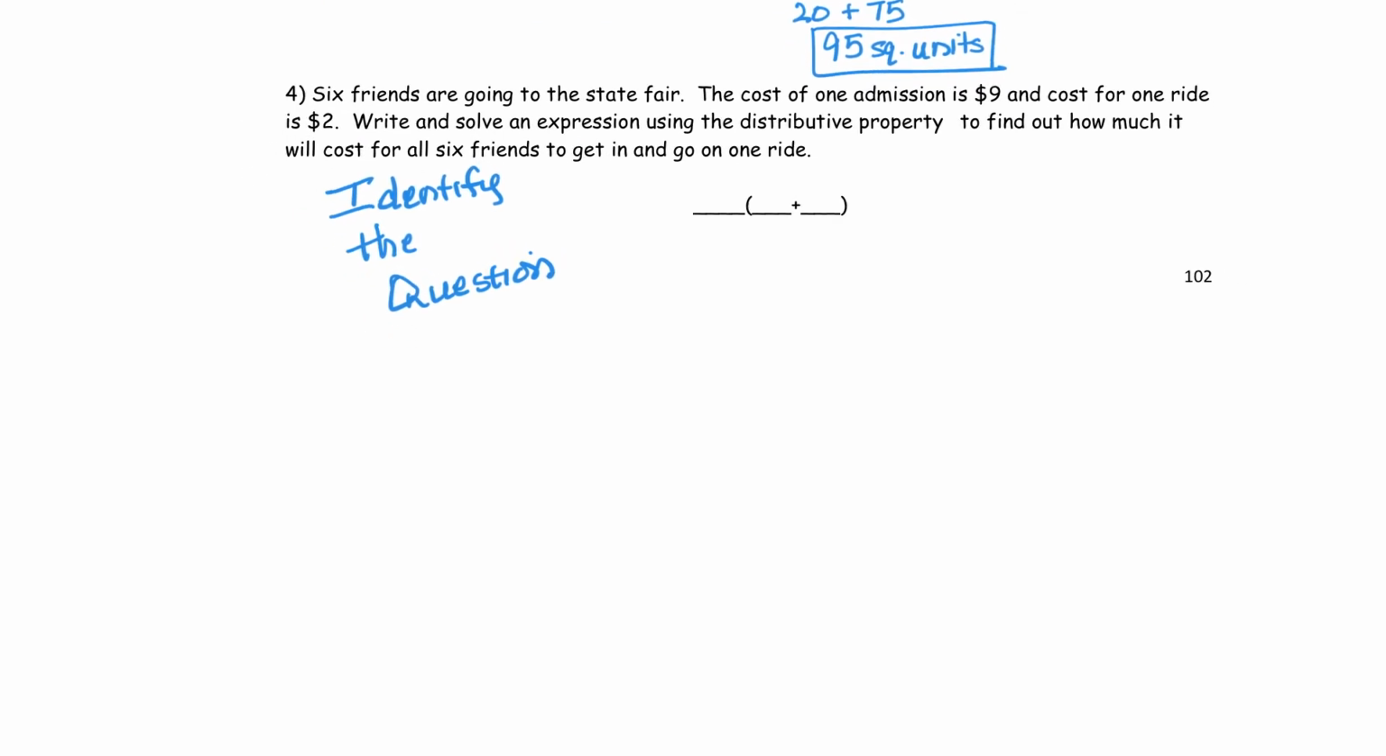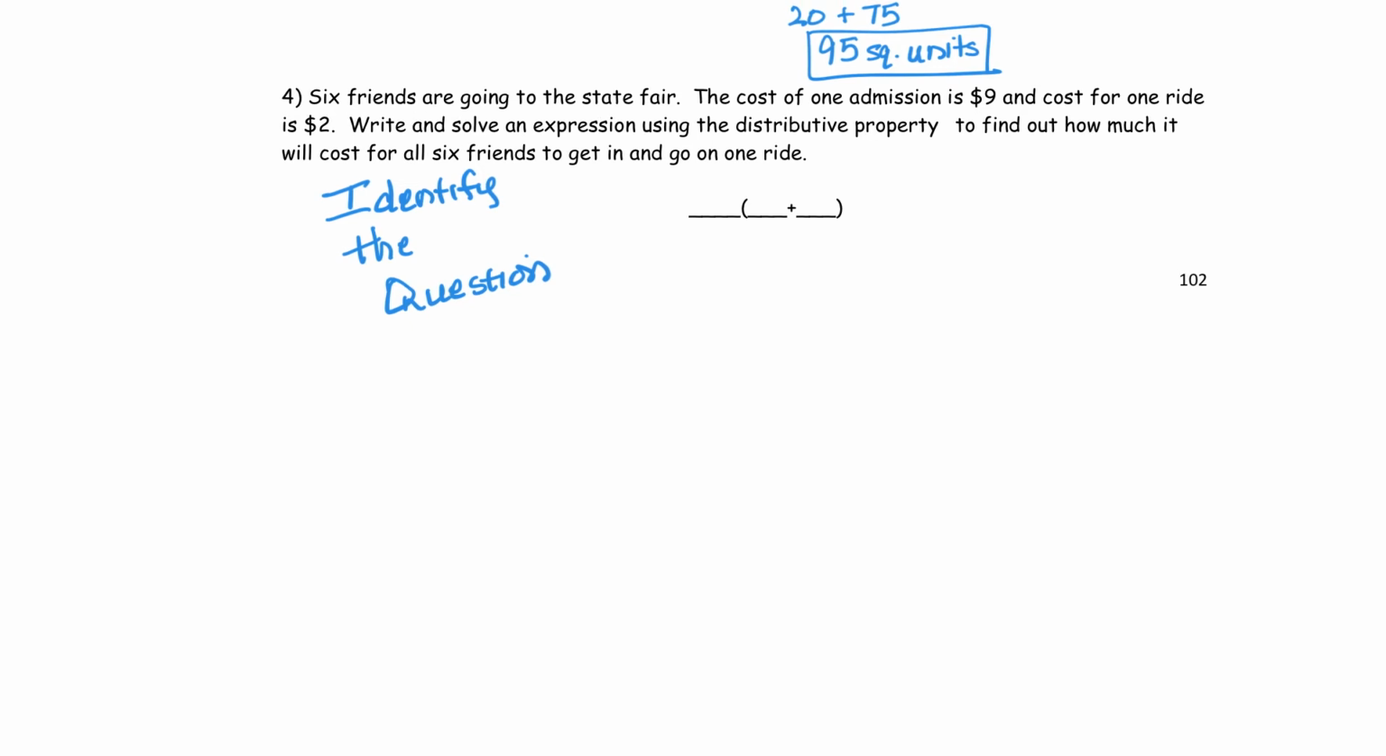If I go back and look, I can see that the directions are telling me that I have to write and solve an expression. An expression has no equal signs, using the distributive property. Oh, look, I have it already set up down here. To find out how much it would cost for all 6 friends to get in and go on one ride.